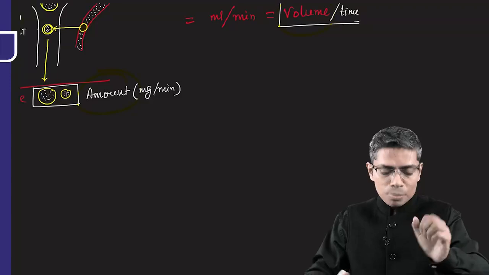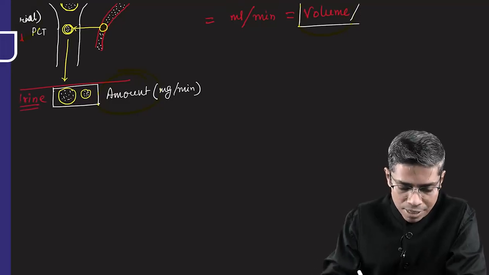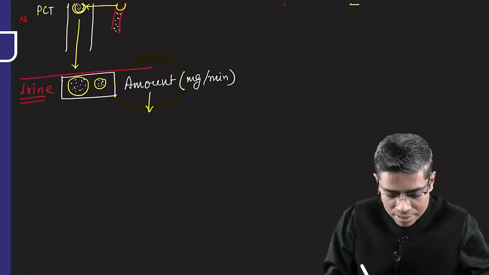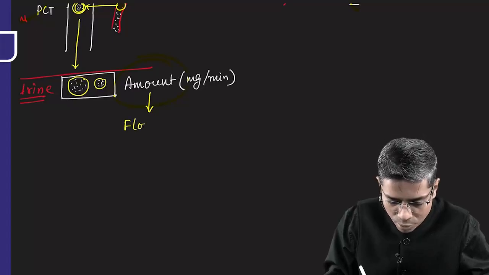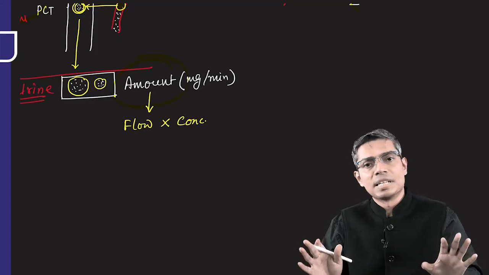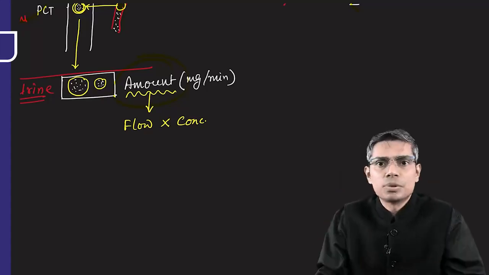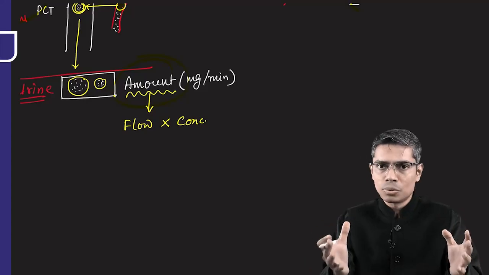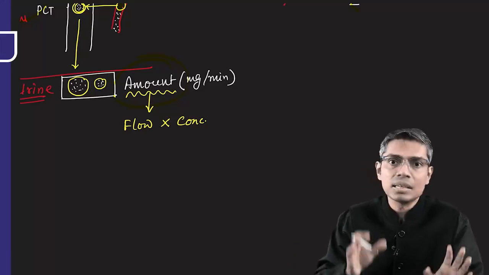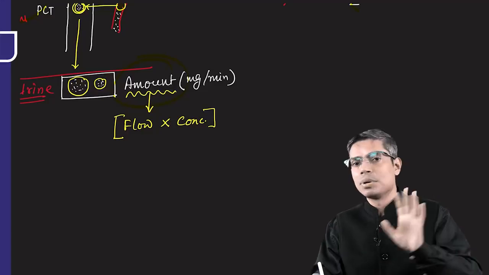Now, how to measure the urine amount? How will you measure the creatinine amount in urine? For that you require the urine volume per unit time, that is the flow of urine, multiplied by the concentration of creatinine in urine. How can you measure the amount of creatinine in your urine? You collect the urine, 24-hour urine maybe, measure the total volume per unit time, and multiply that volume with the concentration of creatinine in the urine. That way you are going to get the amount of creatinine in urine, right?